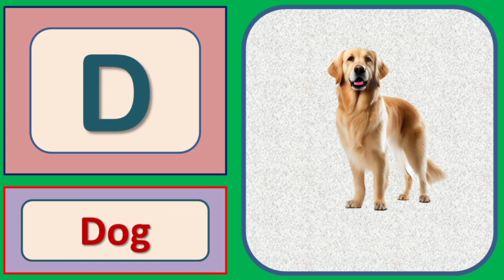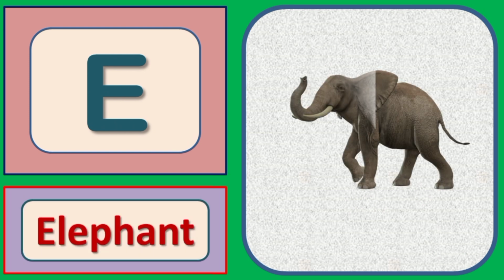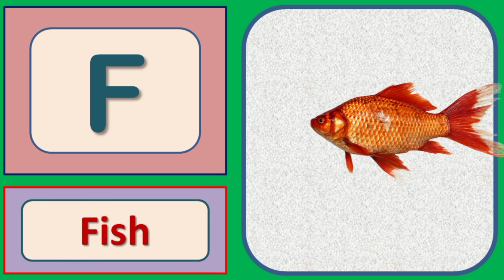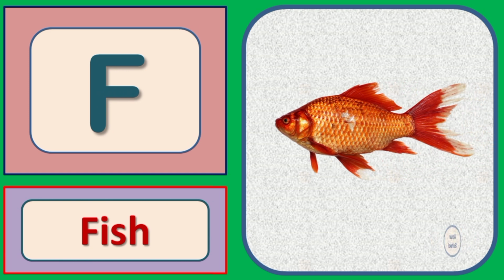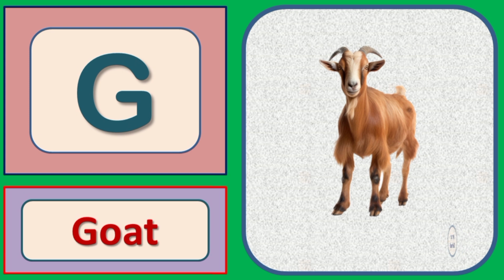D for dog. This is dog. E for elephant. This is elephant. F for fish. This is fish. G for goat. This is goat.